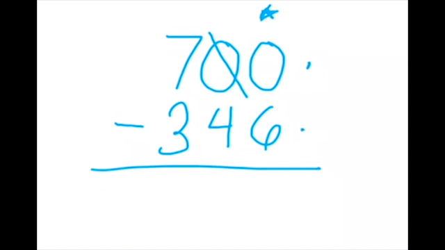But oh my goodness, can I take anything from that zero to give to my zero to make it a bigger number? No. So you know what? I got to go next door again and get some more from that number because I can't take anything from zero. So if I take 1 away from the 7, that's a 6. And now I have a 10 in my ones place.